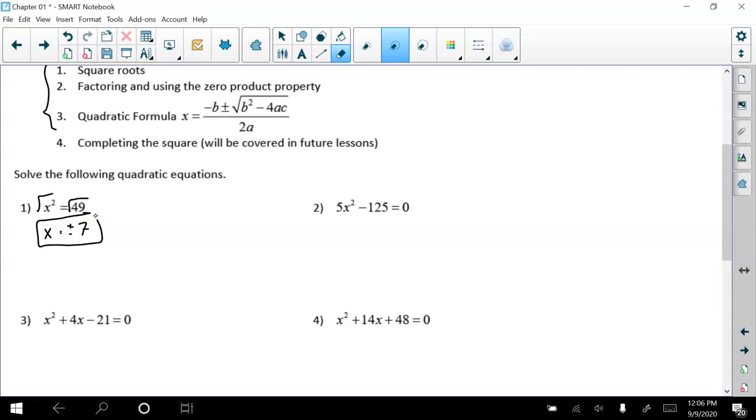Problem number 2, we can use square roots as well. We just have to isolate that x squared. So we're going to add 125 to both sides. 5x squared equals 125. Divide both sides by 5. x squared equals 25. And now take the square root of both sides. So x equals, solving by square roots, two solutions, plus or minus 5.